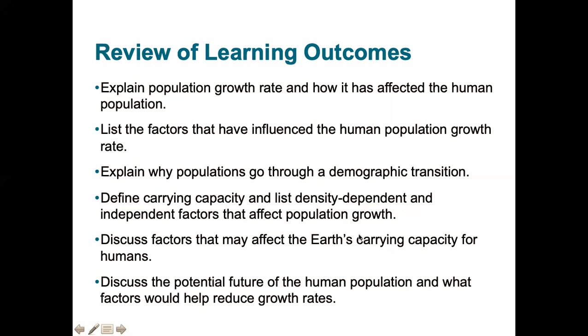Discuss those factors that may affect the Earth's carrying capacity for humans. So net primary productivity is one factor, but we have to think about things like access to fossil fuels and other resources. And then also the potential future of human population and what factors would help reduce growth rate. Well, access to education and a steady income have been shown to at least be correlated to reducing growth rate.